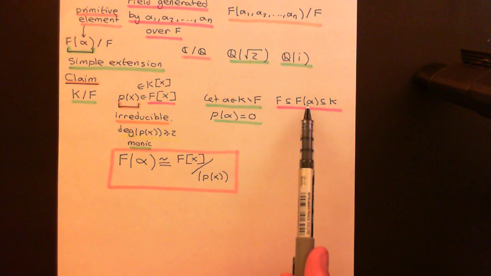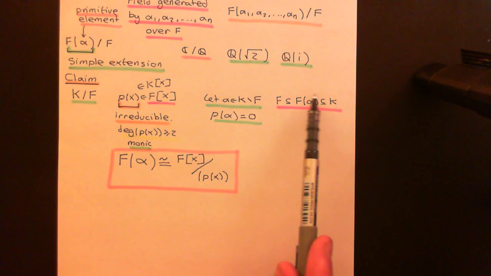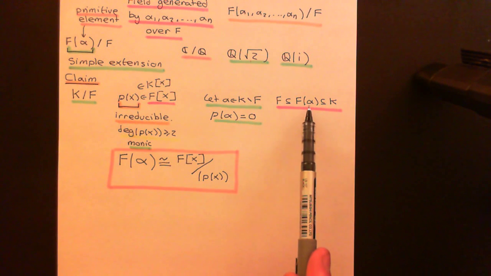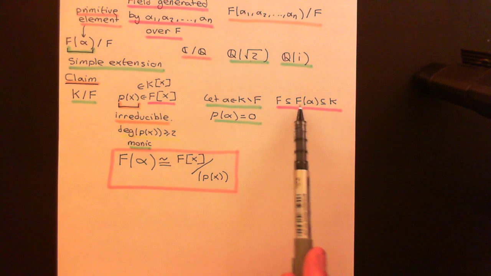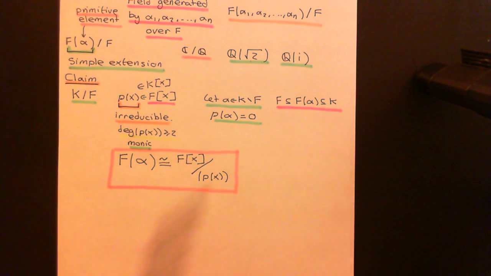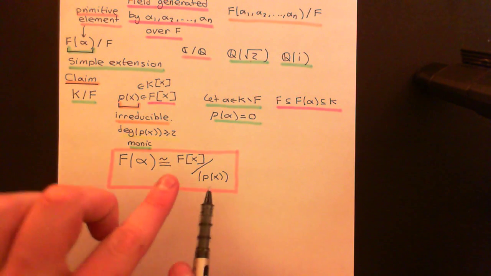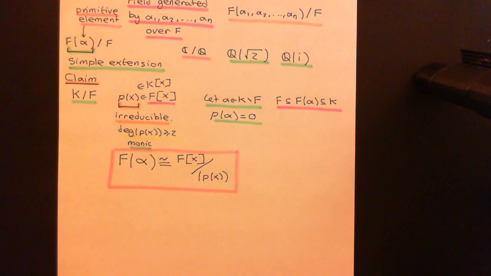If you generate then the subfield of this, which is the field generated by that root, so the smallest subfield that contains both F and alpha, that will be isomorphic to this thing that we artificially constructed to create a field extension of F which had a solution to the polynomial. Okay, so that is quite incredible.